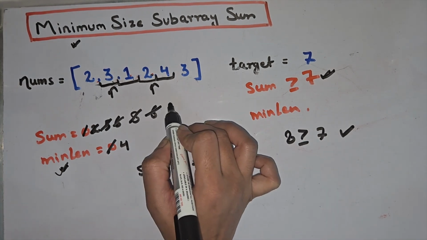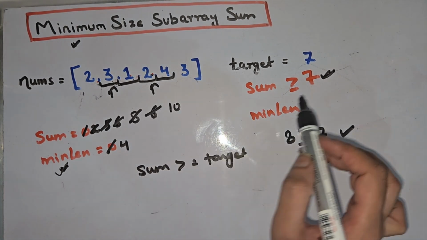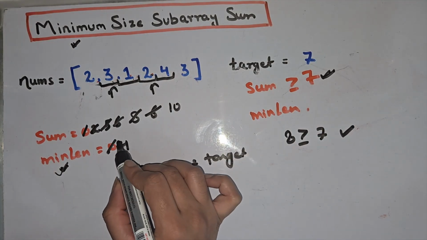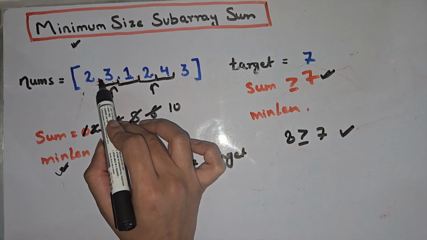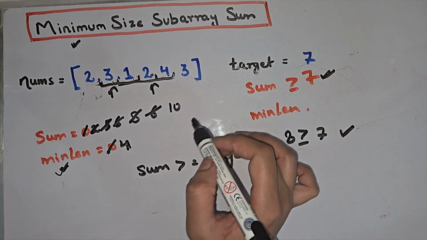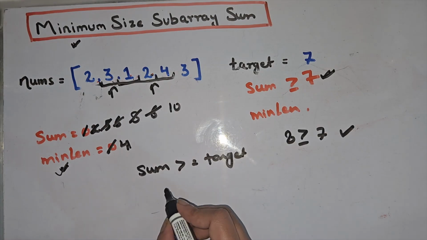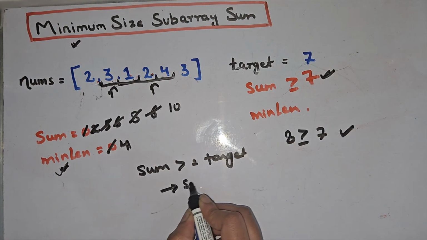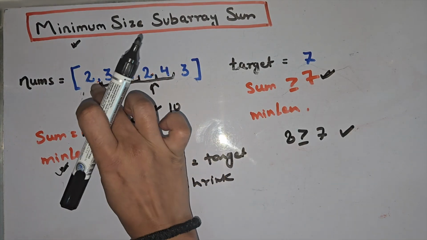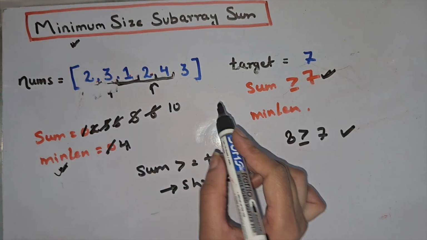So the sum becomes 10. 10 is greater than 7, but we have minimum length already as 4, so we need not update it right now. Now what we will do is, we have sum greater than equal to target, so we need to shrink the window. So for shrinking, what we will do is, we will remove this element, which is 3.